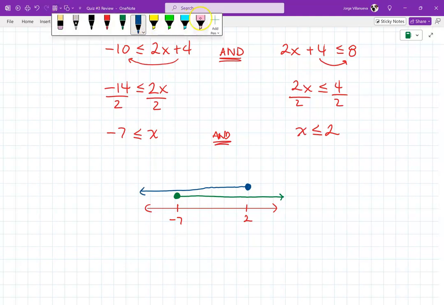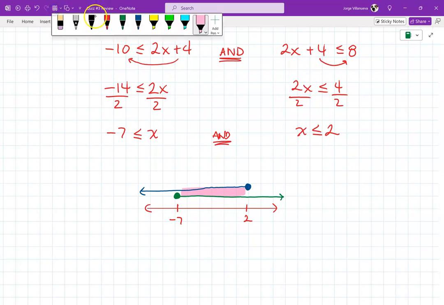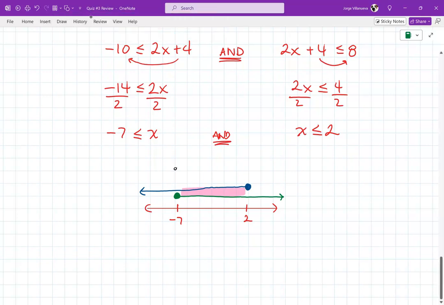I've got to figure out what they have in common, which is pretty easy. It's right here. That's what they have in common. So let me just create the new solution. From here to here, and I just connect the dots. And that's my AND. Again, if you don't want to draw the bottom ones that I did, that's okay. That's fine, as long as you give me the one in black, because that's the actual final solution.